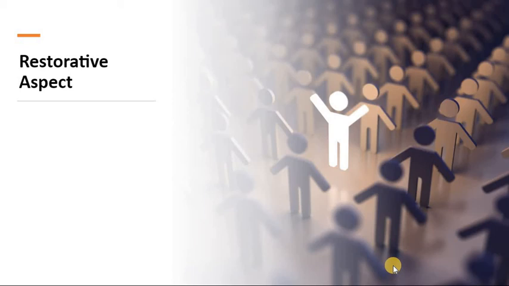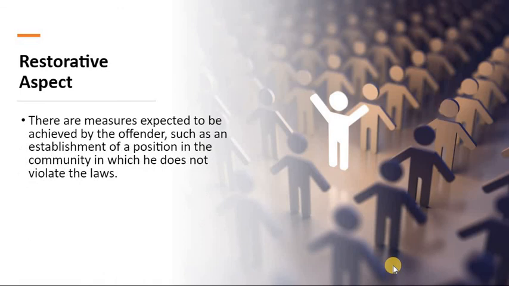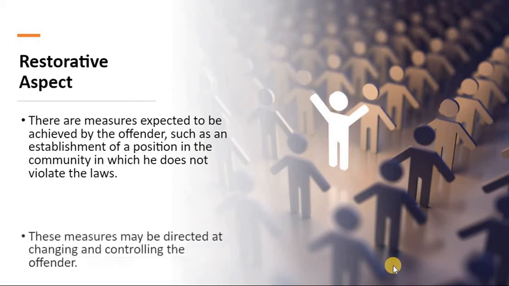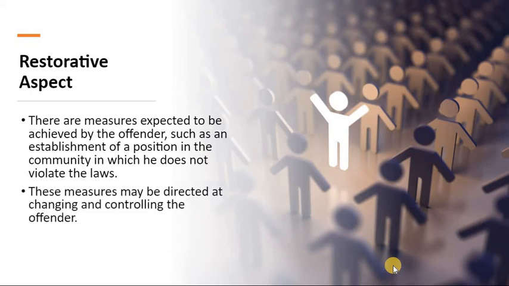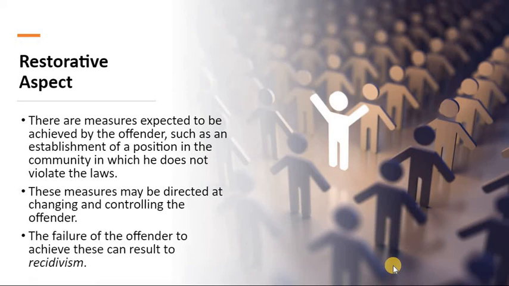Parang nire-restore. Ano bang binabalik niya? So, there are measures expected to be achieved by the offender, such as an establishment of a position in the community in which he does not violate the laws. So, these measures may be directed at changing and controlling the offender. So, the failure of the offender to achieve this can result to recidivism.